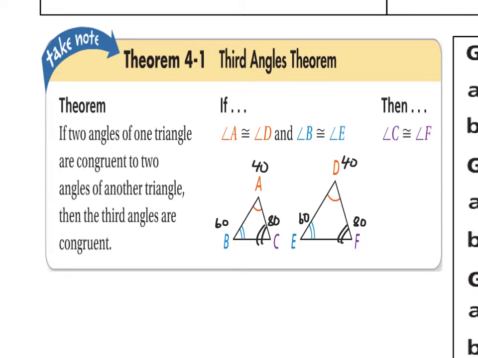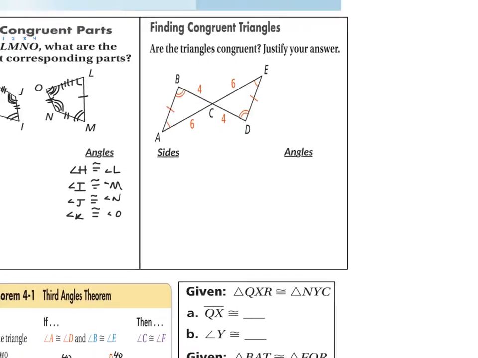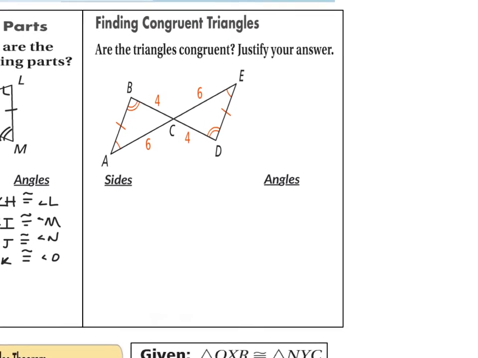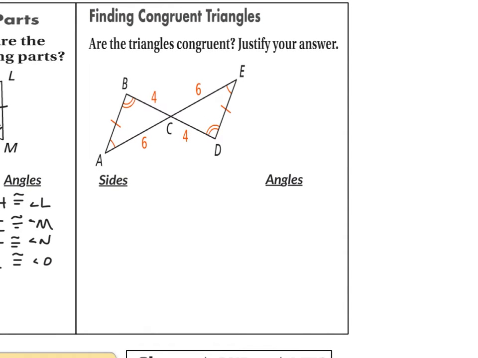Okay, so let's take a look here at this last example. It says here, are the triangles congruent? And then you have to justify your answer. So in order to justify your answer, you have to show that all the sides and all the angles are congruent. Okay, so now let's start with the angles. And if you look in the picture, you can see angles that are marked the same. So let's start off with angle A is congruent to angle E. Okay, angle A and angle E.